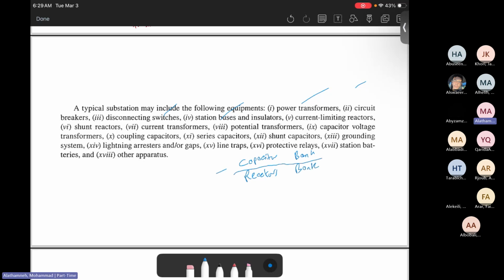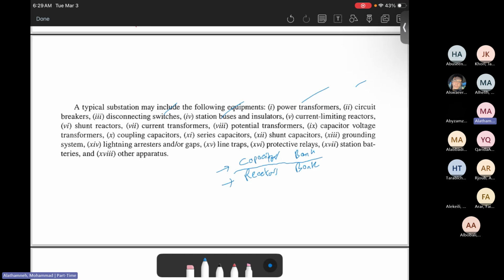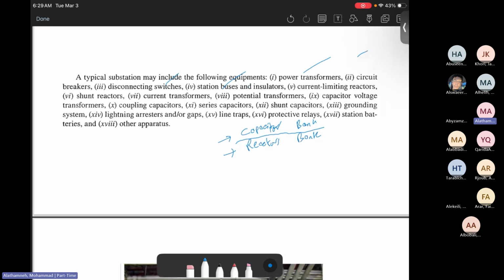So what's the usage? What's the purpose of using a capacitor bank and a reactor bank? Have you ever heard of those? Has anybody heard of capacitor bank, reactor bank? Okay, since no response, I assume nobody has heard of those. So anyway, what's the reason for those?